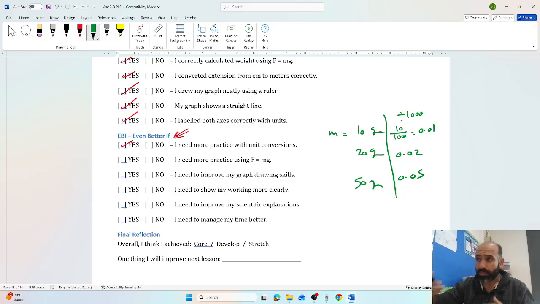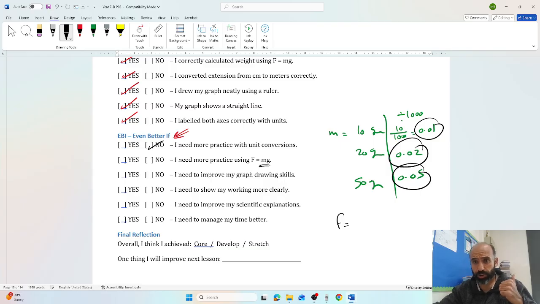So in this case, you will do some practice. If not, you will say, no, I'm qualified in this point. I need more practice for force equals mg. If you want to calculate the weight, you will take the mass after conversion into kilogram and you multiply it by g, which is 9.8. So in the first example, you will do 0.01 times 9.8, and you will do the calculation 0.02 times 9.8, and so on. If you are okay, you say no, I don't need.